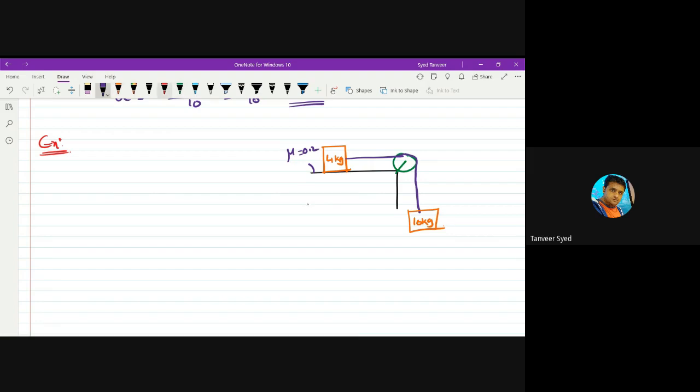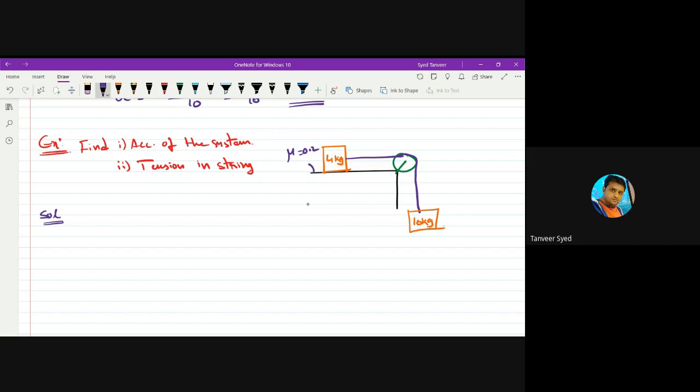Then the question is, find acceleration of the system and tension in string. We have done this type of question previously without considering friction. Same question now, including friction. Okay.